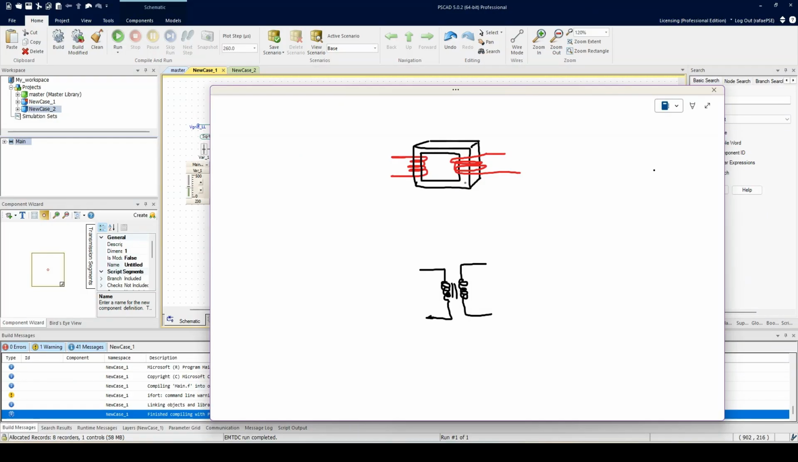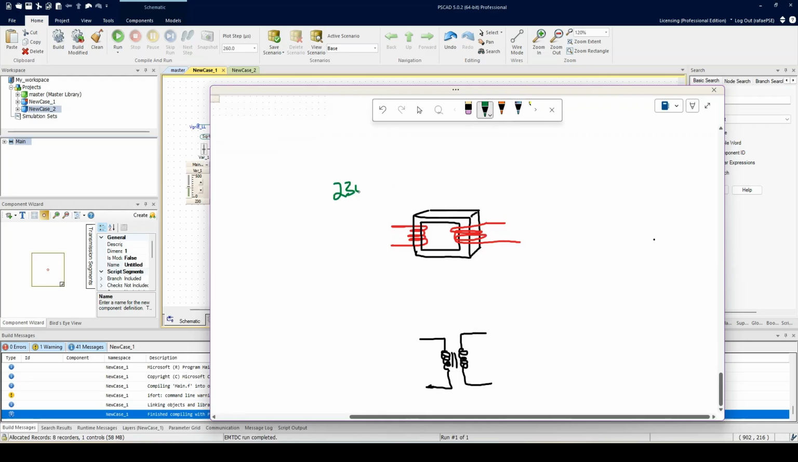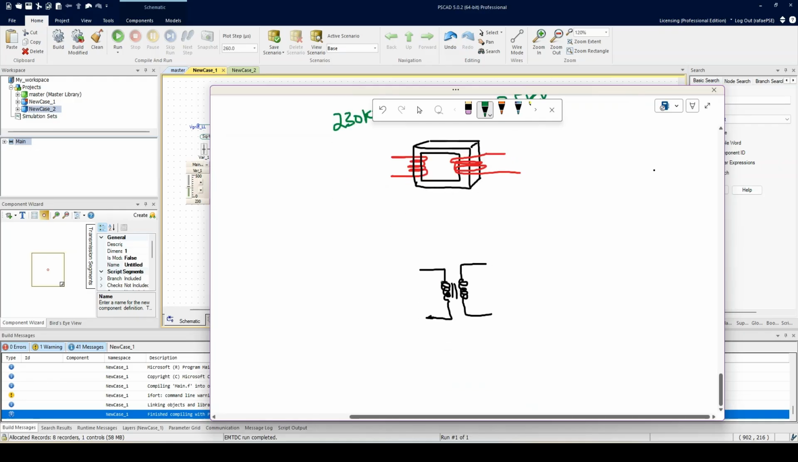So we've got the transformer. I've got the winding on the left side here, and the winding on the right side. Let's assume we're getting 230 kV on this side, and 25 kV on this side, right? So this is basically a 3D way of how the transformer looks, and this is the equivalent circuit I'm trying to make here.